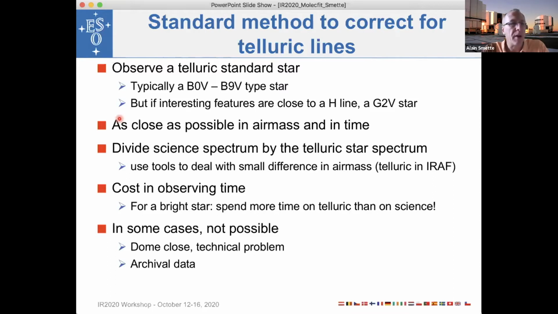In a typical night, one can easily spend 10% of the time just observing telluric standard stars, and we can spend even much more in the case of a weak star. And unfortunately, in some cases, it may just not be possible. Weather gets bad, one has to close the dome, or maybe there is a technical problem that occurs before the telluric star is observed.